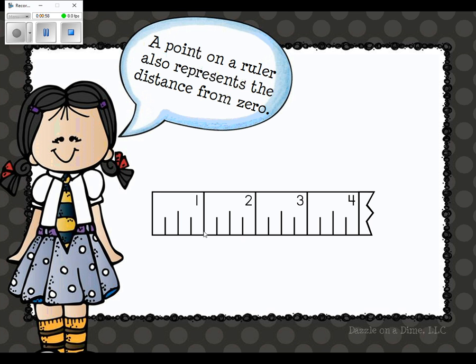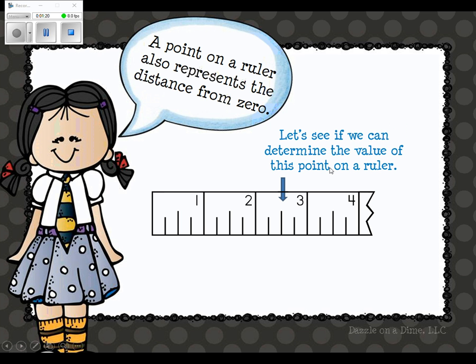Or we can continue on. This is 4/4, 5/4, 6/4, 7/4, 8/4. 8/4 is the same as 2 because 8 divided by 4 is 2. So you can work on it that way as well.